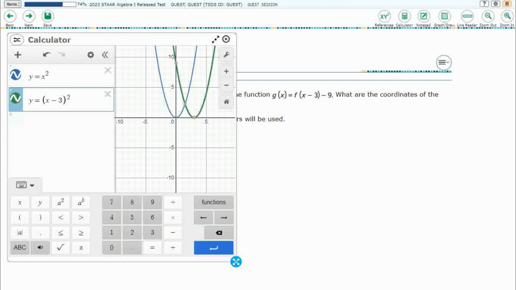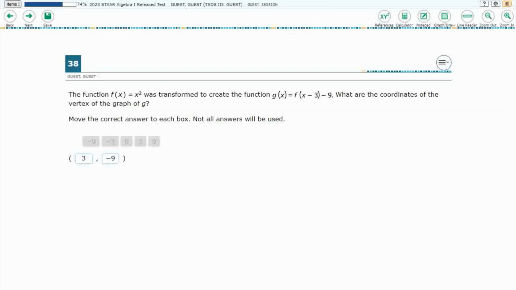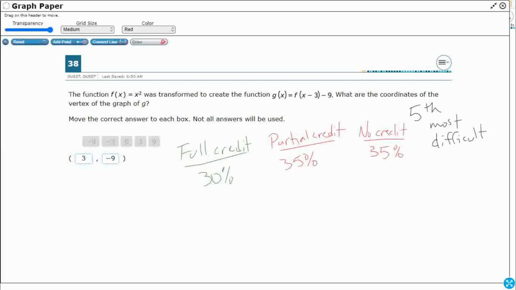See how that shifted it over 3? That green shifted over 3. Now my minus 9 is going to shift that down, and there's my vertex. So if you know how to build it in the calculator, you can also visually show it. So that's my answer, 3, negative 9. Let's see how we did across the state of Texas. This was the 5th most difficult problem, tied for 5th actually.